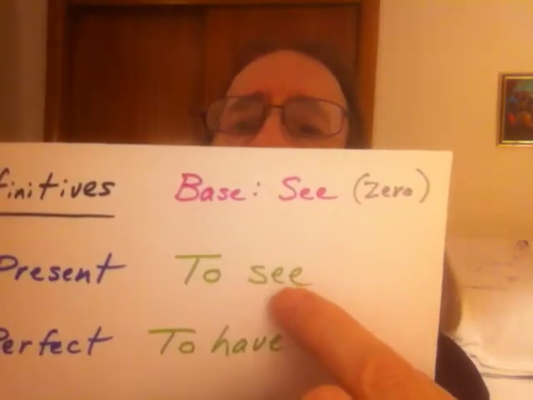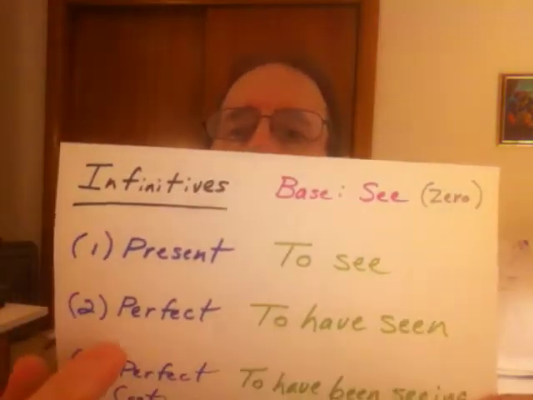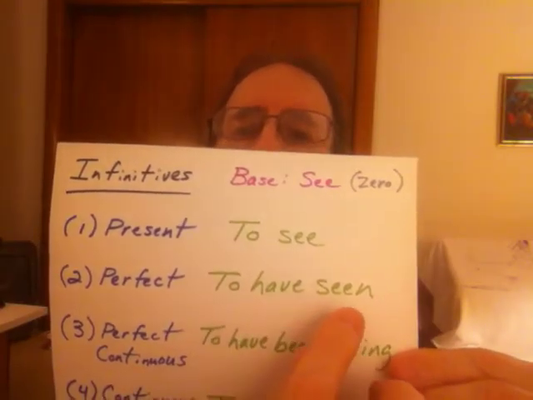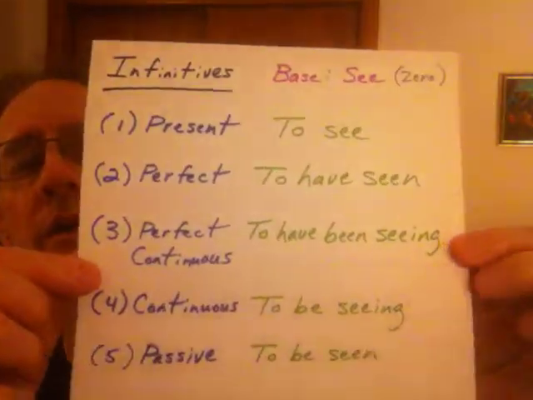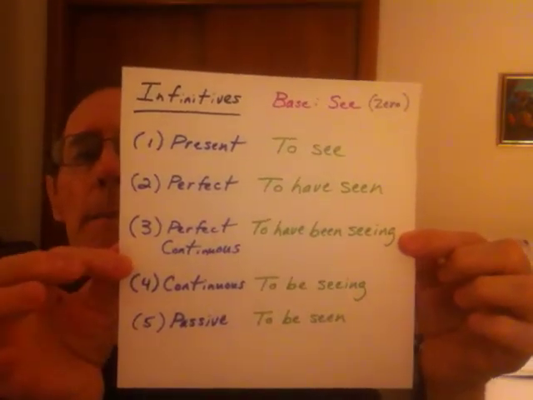All right? So we have the present infinitive, to see, which we use a lot, the base form of the verb with the word to. In other words, you could call it an infinitive marker if you wanted to, or an infinitive indicator. And then the perfect infinitive, we see quite a bit of that, to have seen. And then the rest of them, you don't see much of that. But I show them there for completeness, okay?